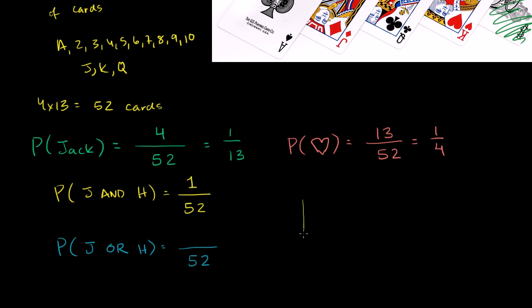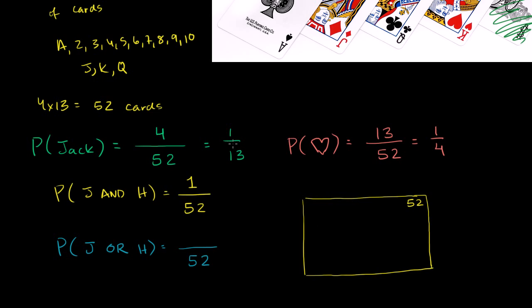Sounds kind of fancy, but nothing fancy here. So imagine that this rectangle I'm drawing here represents all of the outcomes. If you want, you can imagine it has an area of 52. So this is 52 possible outcomes. Now, how many of those outcomes result in a jack?